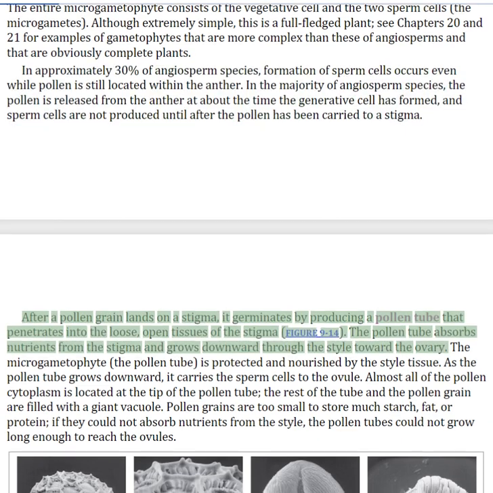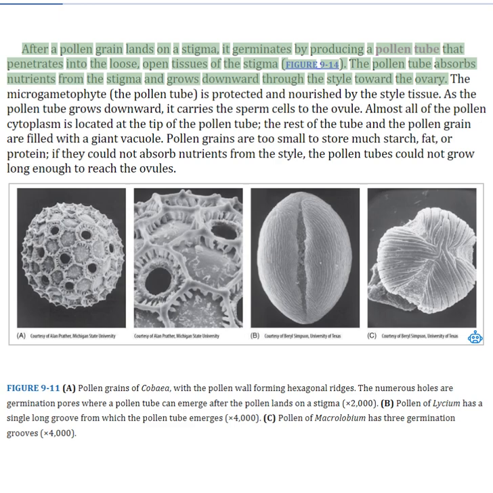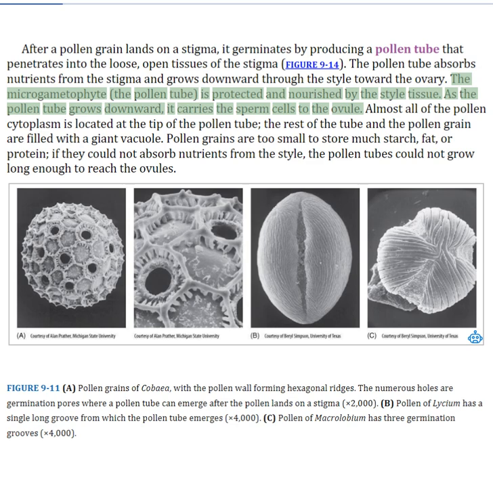After a pollen grain lands on a stigma, it germinates by producing a pollen tube that penetrates into the loose, open tissues of the stigma. The pollen tube absorbs nutrients from the stigma and grows downward through the style toward the ovary. The microgametophyte is protected and nourished by the style tissue.